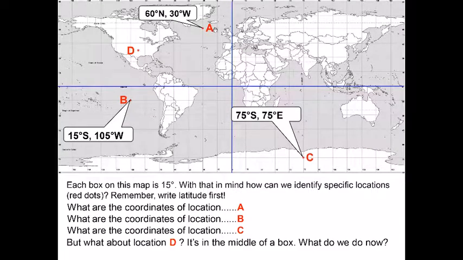So if you see this point A, it is in the northern hemisphere and in the western hemisphere. So we have 60 degrees north and 30 degrees west. Similarly, the point C would be at 75 degrees south and 75 degrees east.